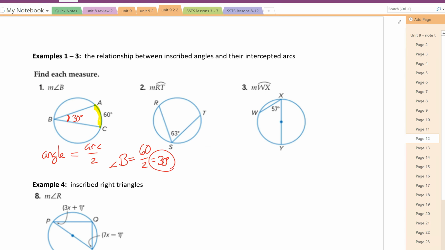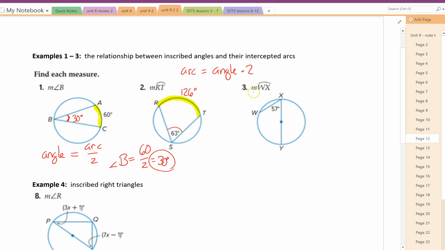On this one, now what I have, I'm starting instead with the angle itself, and I want to know what the arc, what the measure of the arc is. Okay, well, if I want to go from angle to arc, in other words, I want to know what the arc is equal to, it's just the angle multiplied by 2. So I would just do 63 times 2 to get angle, or sorry, arc RT. 63 times 2 is 126.